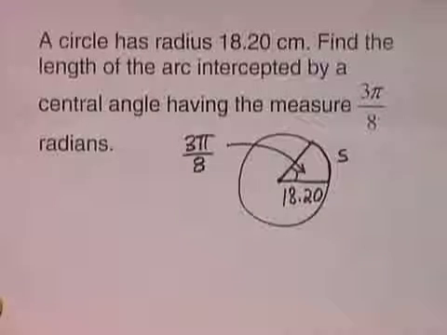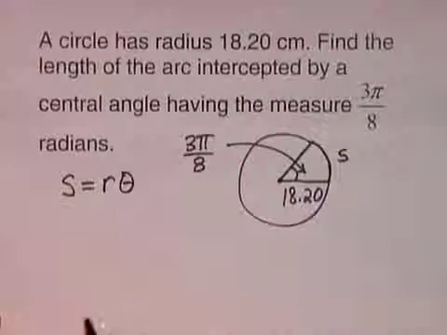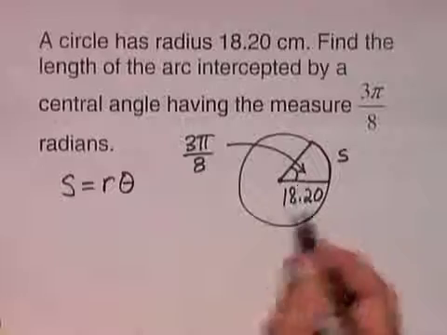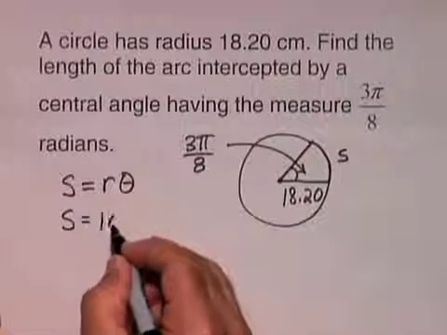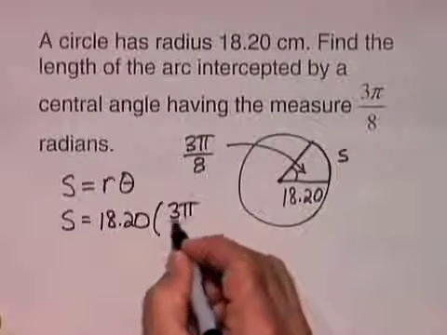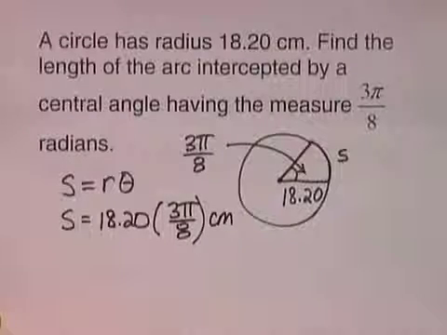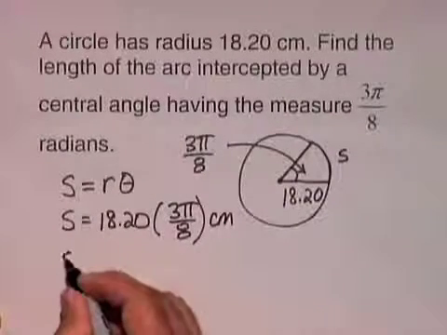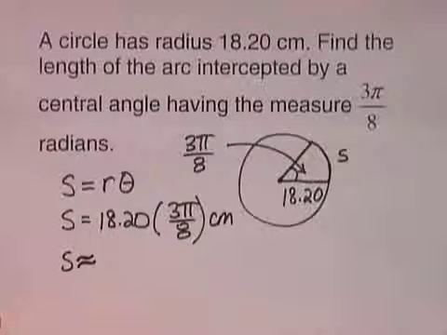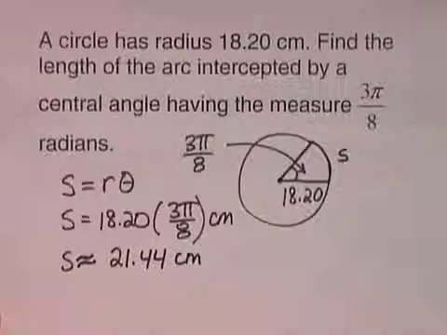Well, we use the formula S equals r theta, where r is the radius and theta is the central angle. So we have S equals 18.20 times 3 pi over 8, and that would be in centimeters. Substituting all of that into the calculator, we find that S, and it will be an approximation, is approximately equal to 21.44 centimeters.